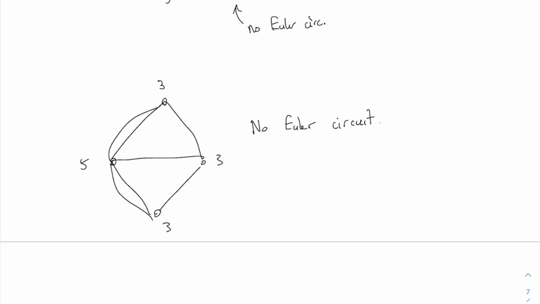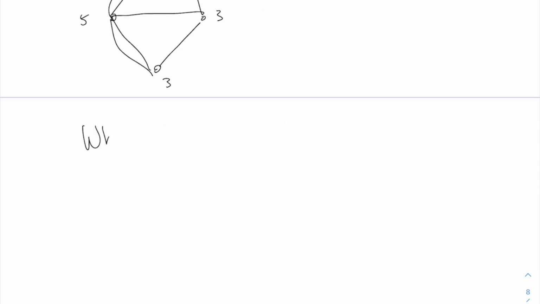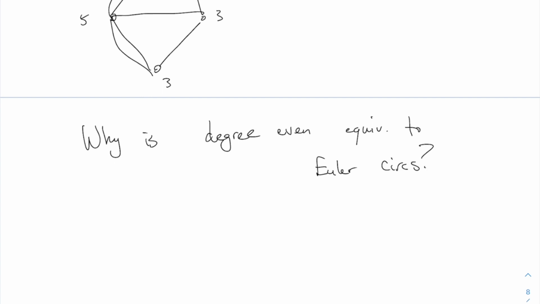I would like in the remaining 9 minutes to try to explain why it is true. So, why is degree even equivalent to Euler circuits? Does it make any sense that all the degrees have to be even in order to have an Euler circuit? It does make some kind of sense.